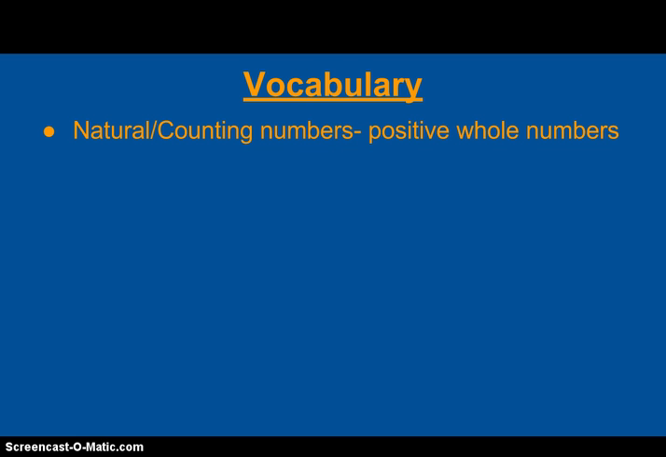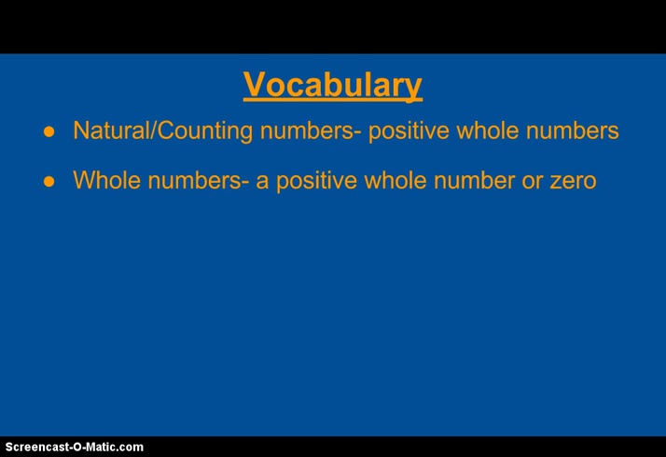Natural and counting numbers are positive whole numbers. So you can think of those as the things that you can count on your hands. You can start with 1 and go all the way to infinity, but that does not include 0 because we can't count 0 on our fingers. Remember, you can pause this video all the way through so that you have enough time to write down and you don't have to keep up with me, so pause as you need to.